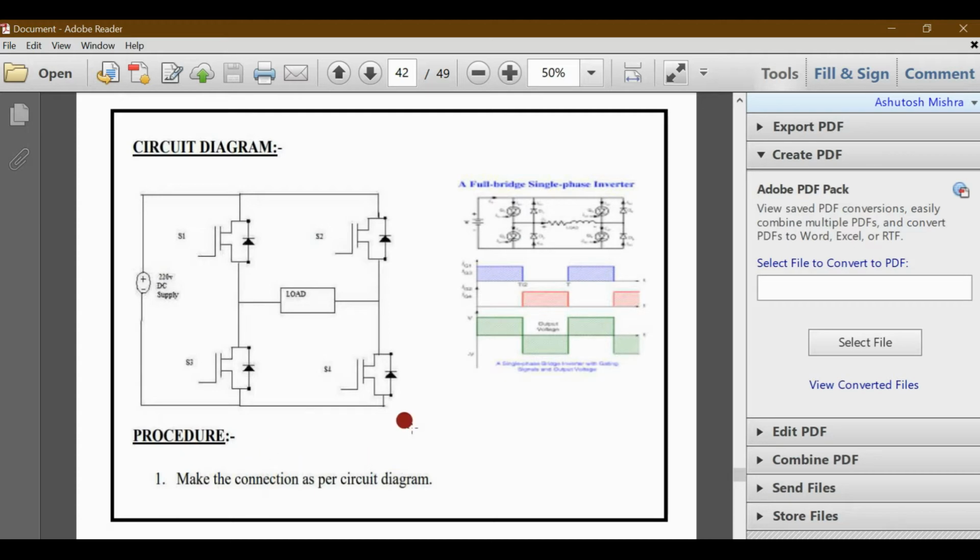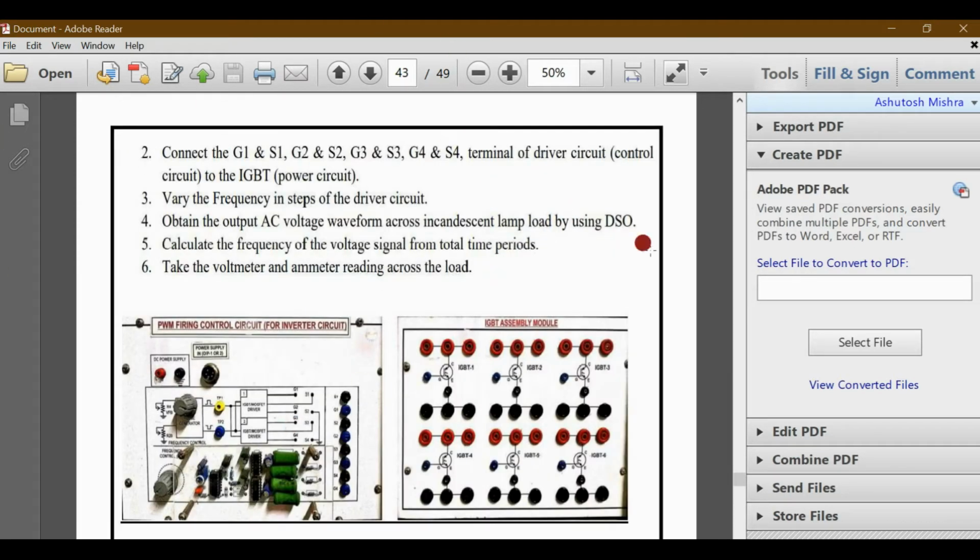Make the connection as per the circuit diagram. This is the gating signal provider, the square wave generator. This is the hardware kit available in the lab. This is called the PWM firing control circuit for the inverter circuit. Here are the switches, S1 with G1, and this is the gate terminal of the thyristor or IGBT. See here, this is the emitter, this is the collector, and this is the gate.